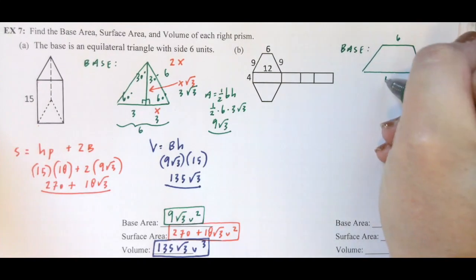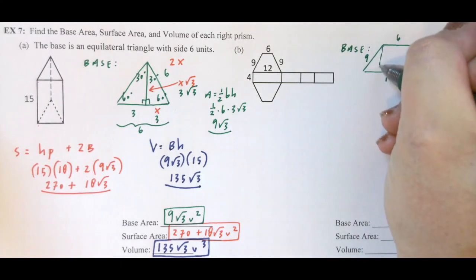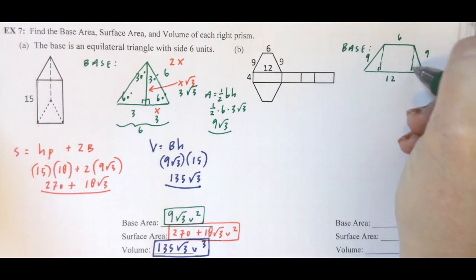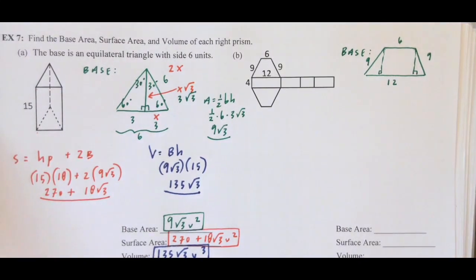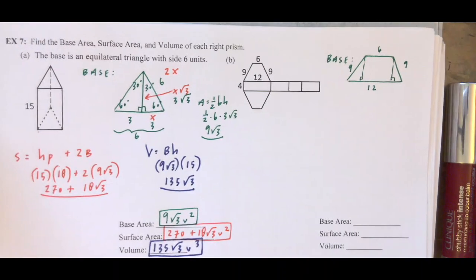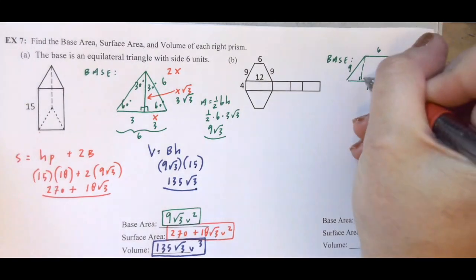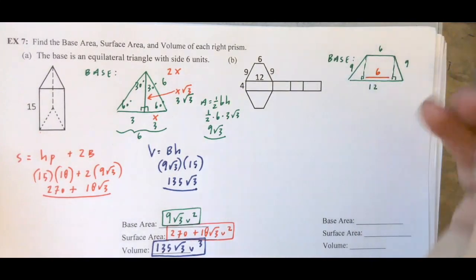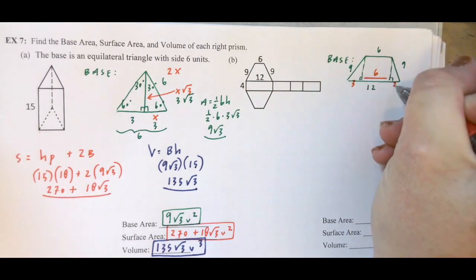So I have a 6, a 12, a 9, and a 9. And I'm going to section off these two portions and make those congruent right triangles. Let me zoom out a little bit so I can see that top base. All right, so I can see that that is 6. So that 6 would slide down right here. And then I have 12 minus 6, so I have a 3 here and a 3 here.